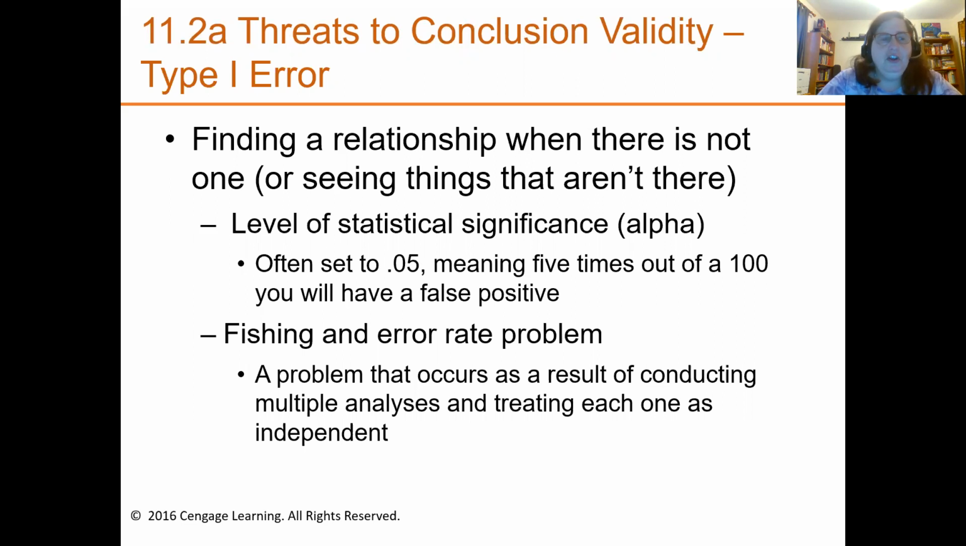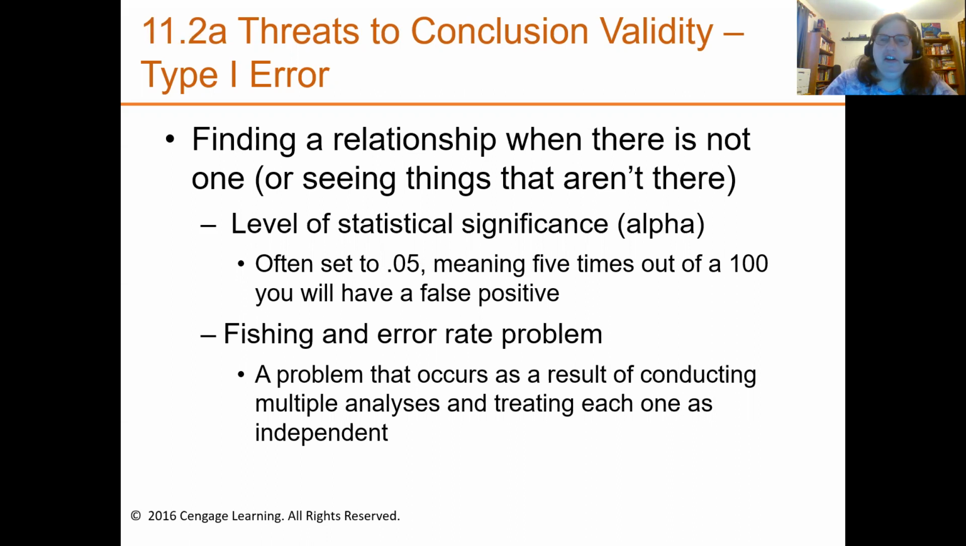Okay, so I don't know if you've heard of fishing and the error rate problem, but basically what it is, you keep fishing. You keep conducting many analyses on the same data set, treat each one as independent, and your error rate goes up. So in other words, if I look at the same data set and look at 20 different things within that data set, right? I run 20 different t-tests, let's say.